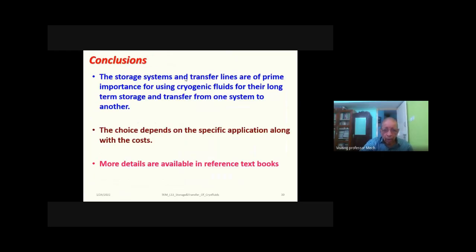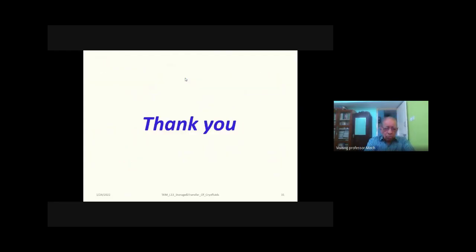In conclusion, I would like to mention that the storage systems and transfer lines are of prime importance for using cryogenic fluids, for their long-term storage and transfer of cryogenic fluid from one system to the other. The choice depends on the specific application along with the cost, and a lot of details are available in the reference textbooks, and one has to go through them if you want more information on the development of cryogenic transfer lines. I sincerely thank you for your patient listening. Have a nice day.